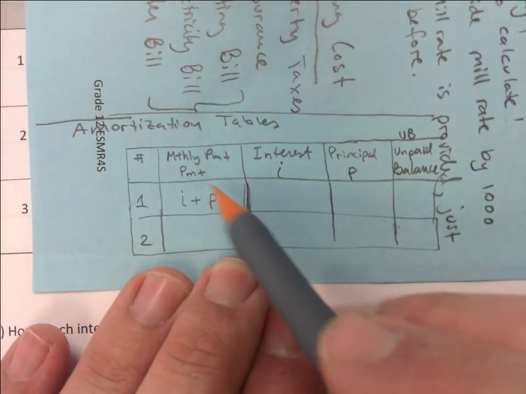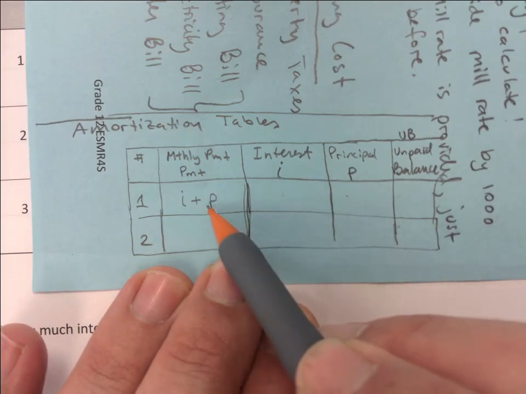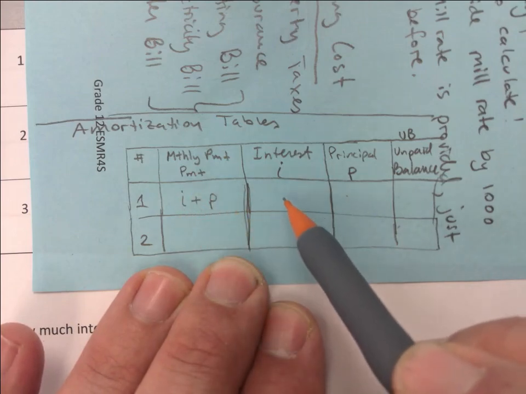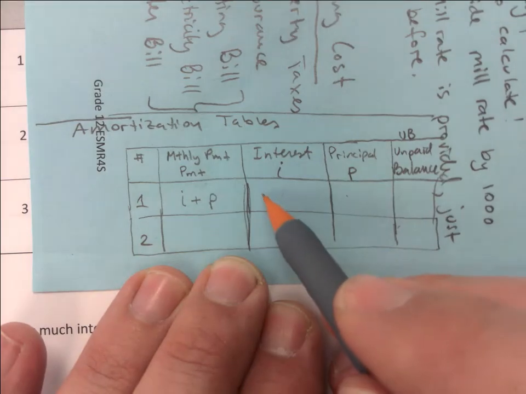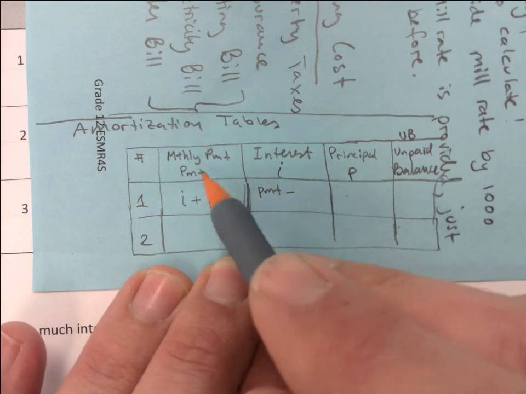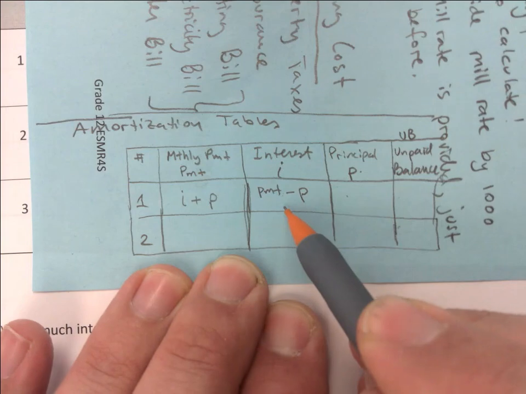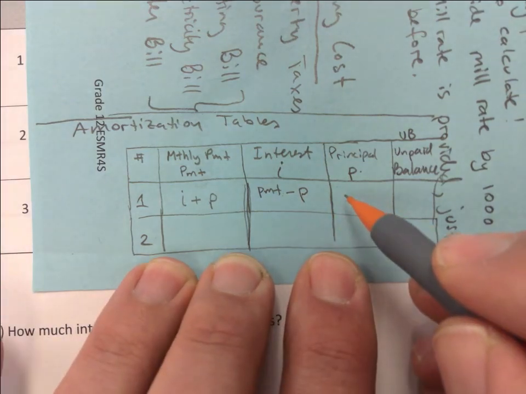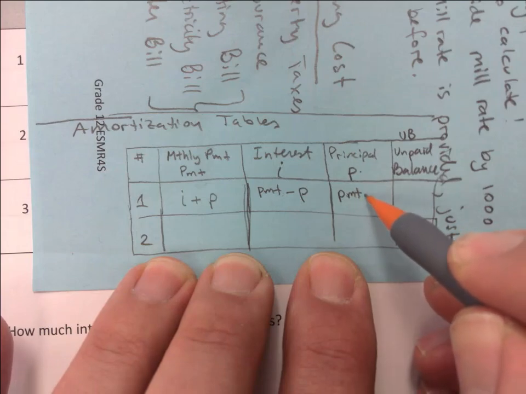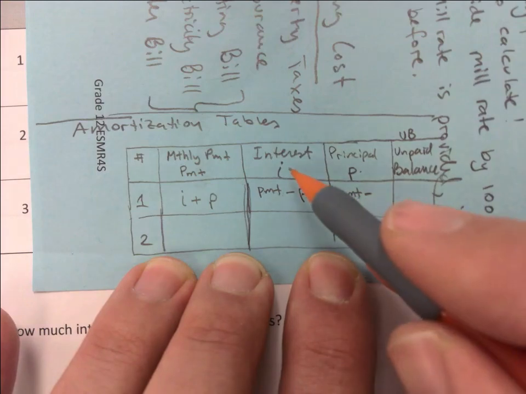So how do you get this? You basically add i and p together to get that. That's the formula. How do you get your interest? You go payment minus the principal to find this one. How do you get this one? You take your payment minus the interest.